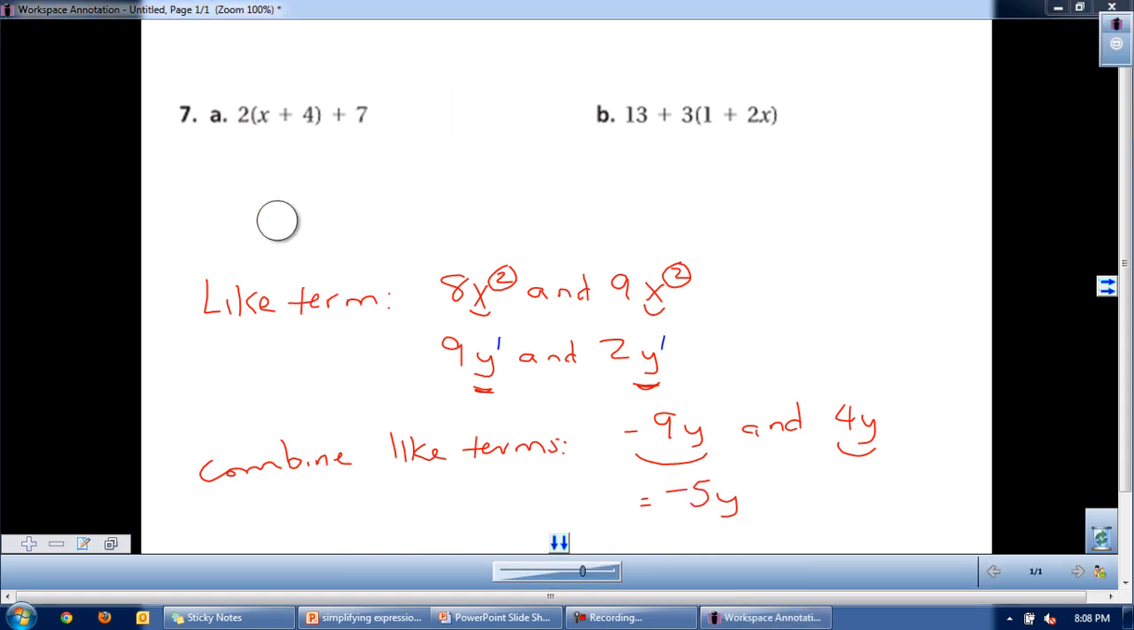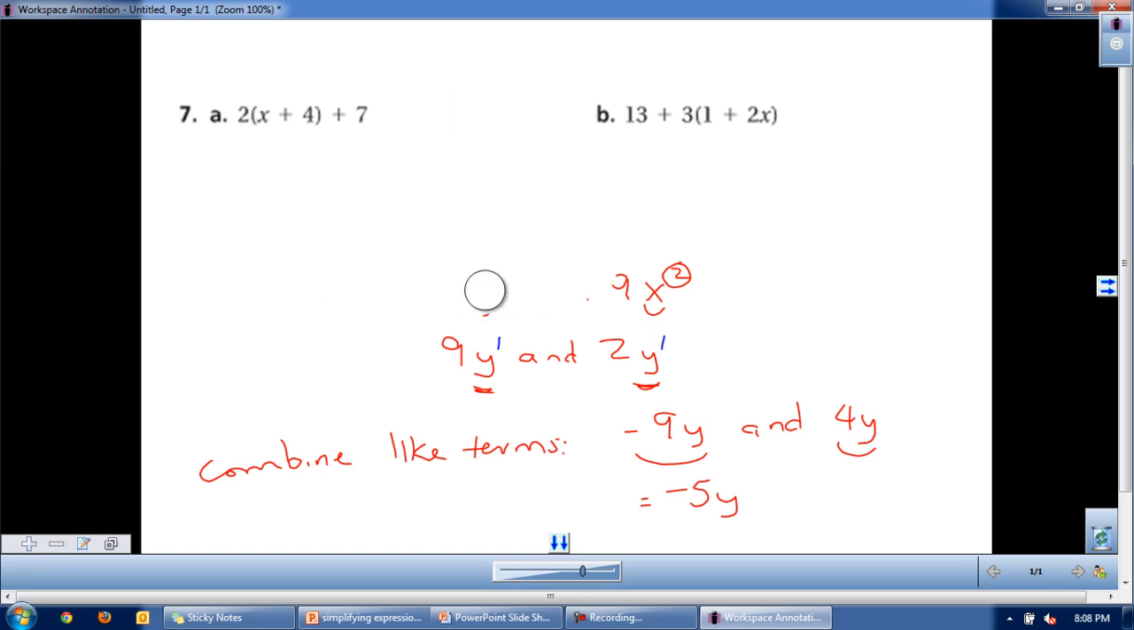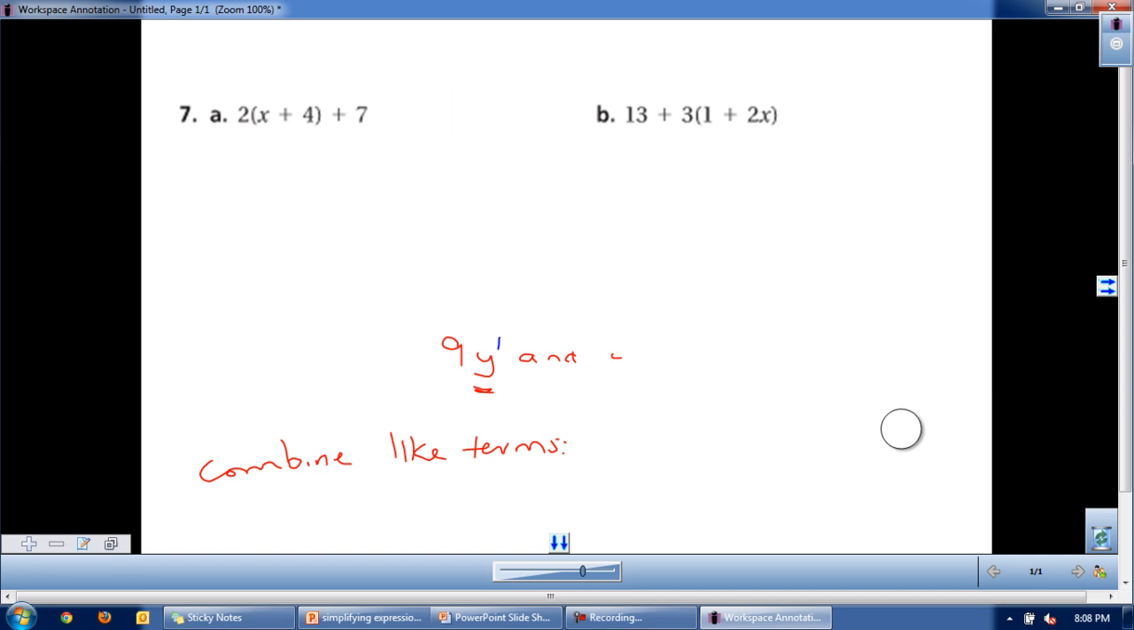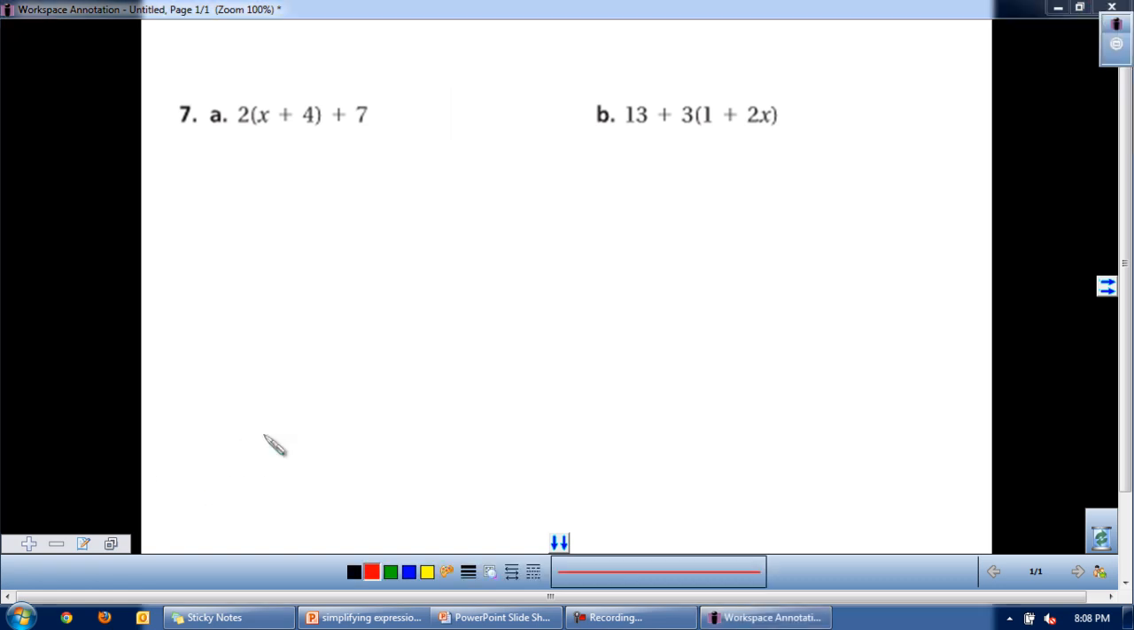Now we are ready, and let me erase our scratch work. We are going to do several examples of simplifying expressions. Alright, I think we're ready. So here we have 2 times the quantity of x plus 4, plus 7. Simplifying an expression means to write an expression in a simpler way. So let's use the distributive property.